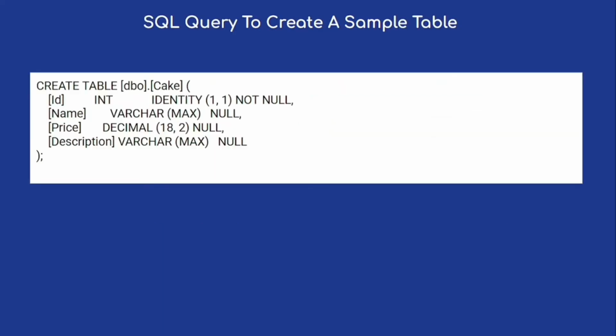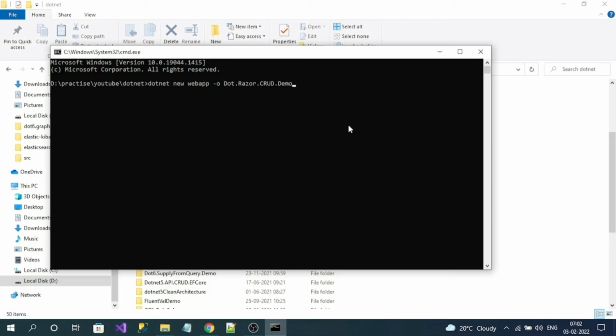Okay, so here is a sample SQL create table query. I am going to use this table to apply all CRUD operations from my Razor page. So now let's create a .NET 6 Razor page application. Here is my .NET CLI command for creating a Razor project. The command is dotnet new webapp -o your project name. Okay, let me create my project.